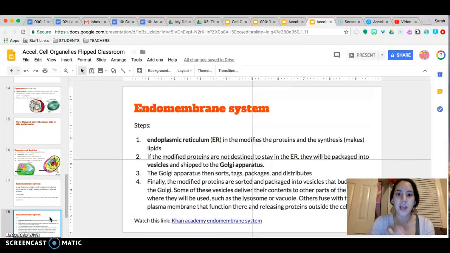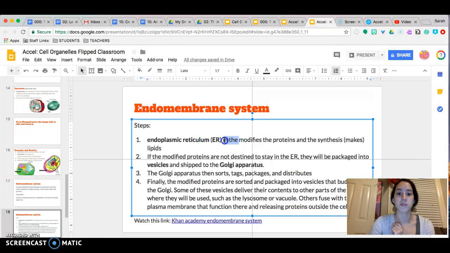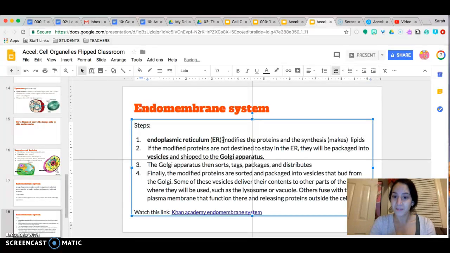First, the endoplasmic reticulum modifies the proteins and synthesizes, or makes, lipids. So remember, proteins are going to be talking about the rough ER, and lipids is talking about the smooth ER.